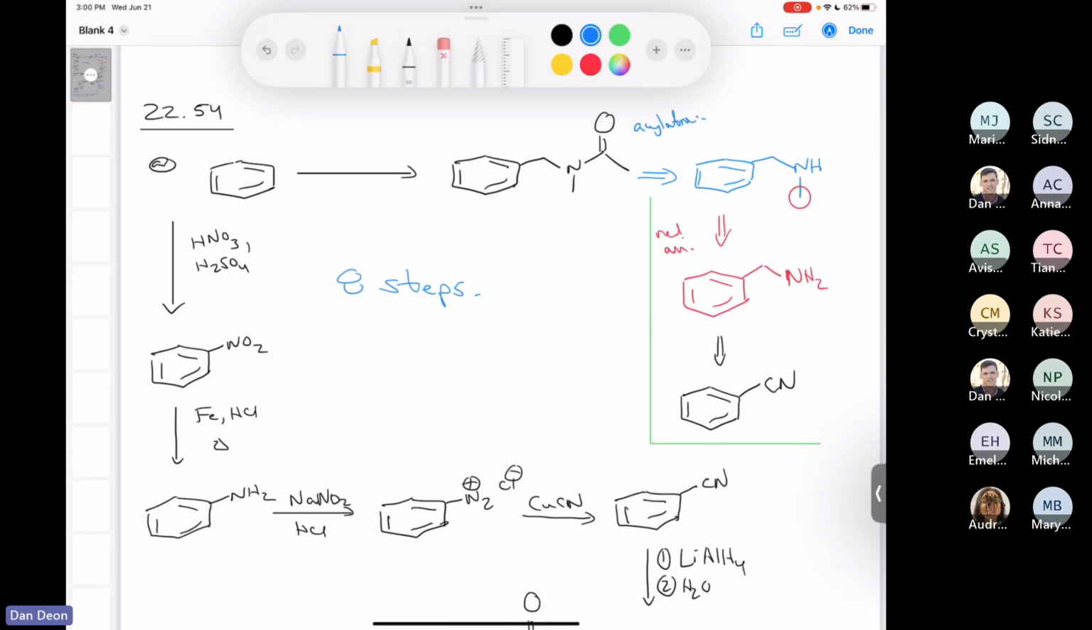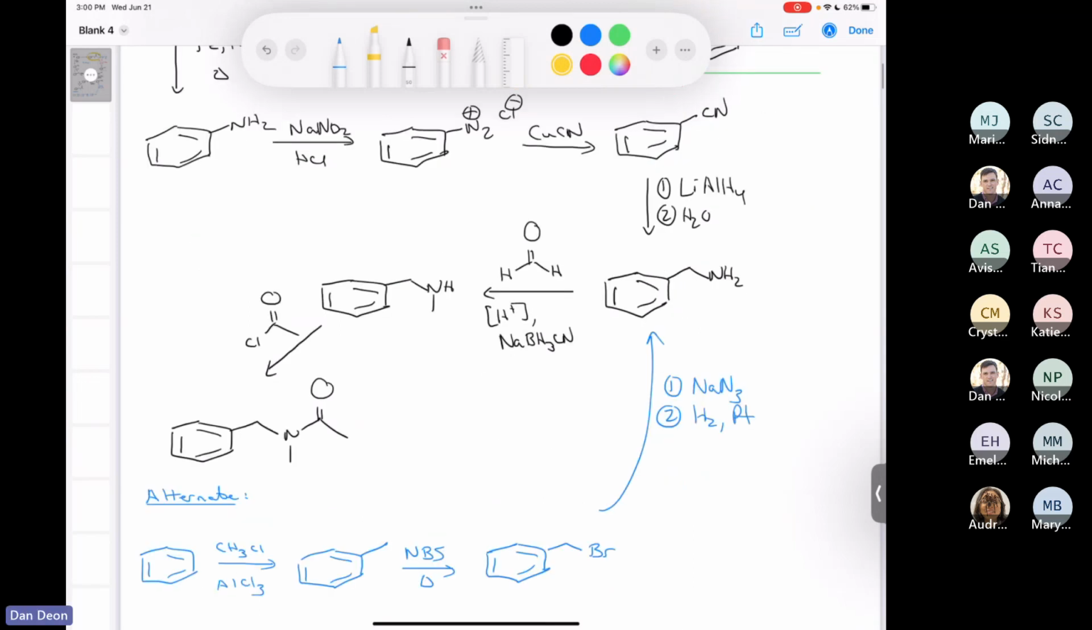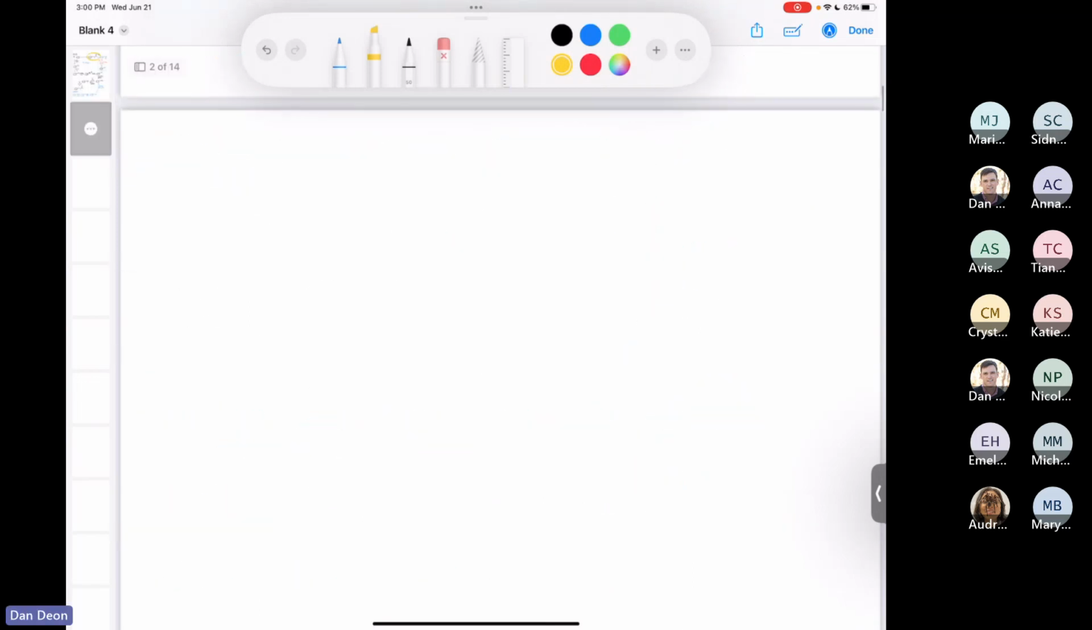You look at a product and you say, I have no idea, right? If you look at this compound, to me, it looks like a pretty complicated molecule. But if you take a step back, the synthesis becomes more manageable. Let's try 22.54B.